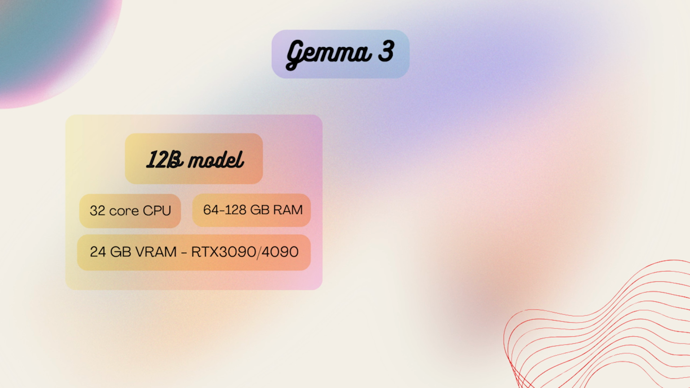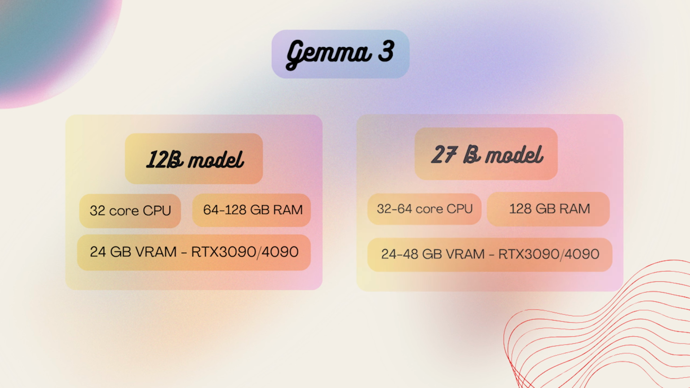The 12B model demands more, a 32-core CPU, 64 to 128 gigabytes RAM, and a 24 gigabyte VRAM GPU, RTX 3090/4090. Finally, the 27B model requires serious hardware, a 32 to 64 core CPU, 128 gigabytes RAM, and a 24 to 48 gigabytes VRAM GPU. However, thanks to 4-bit quantization, you can still run it on an RTX 4090, which is remarkable.